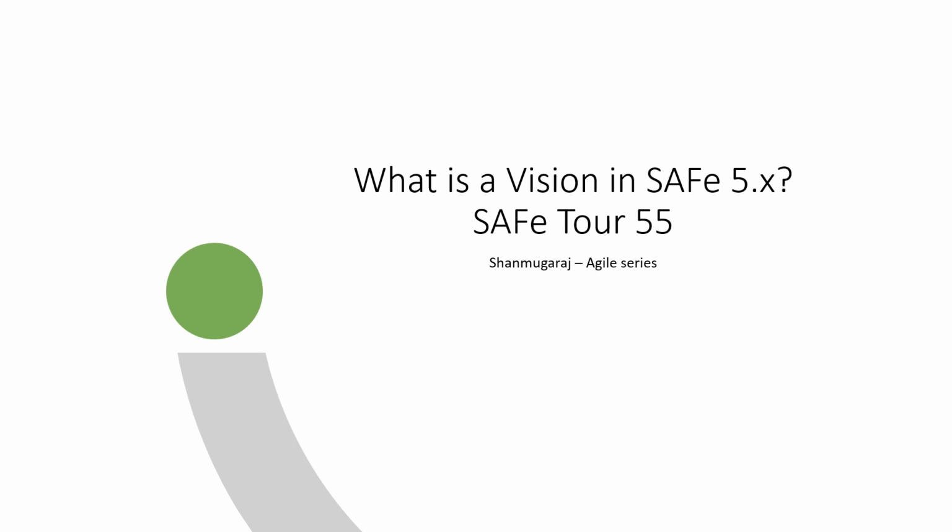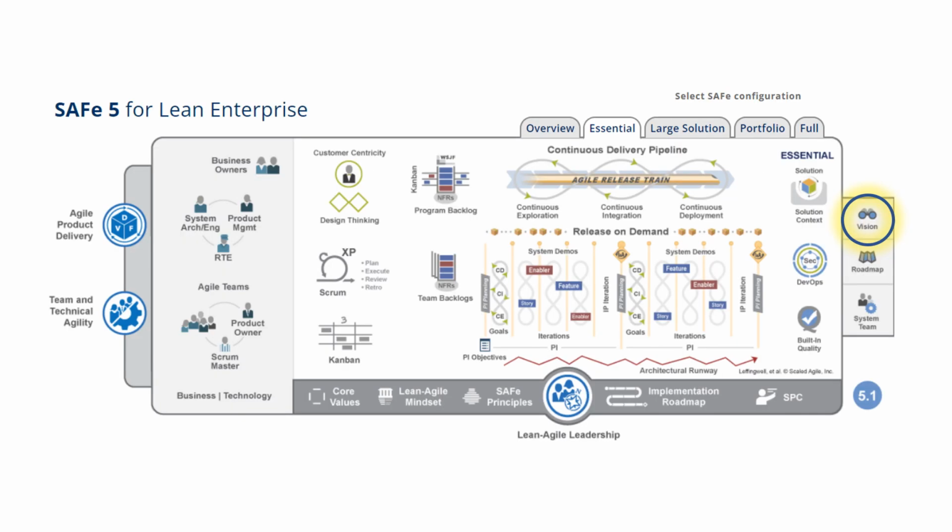Today's topic is what is the vision in SAFe 5.1? As you may be aware, I am trying to discuss all the components which are available as part of different configurations of SAFe 5 for lean enterprise. If you are following my channel, if you're following this agile series, you would know that. So currently we're discussing essential SAFe, right?